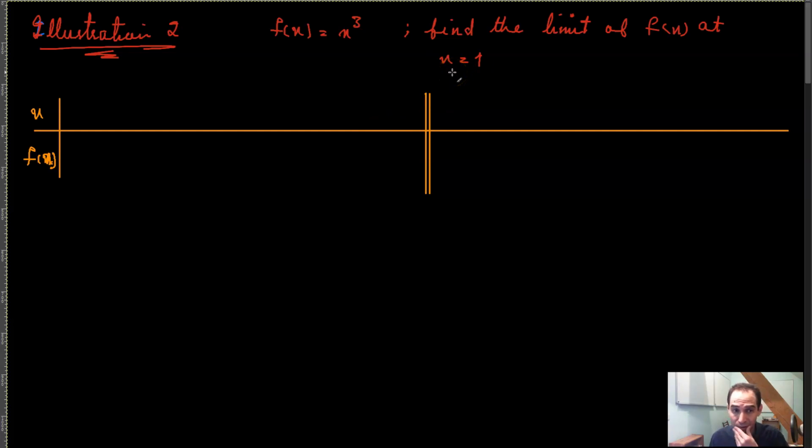One way to do this is, for example, let's say that x is equal to 0.9. Then we can also try 0.99, then 0.999. And from the other side, we can try 1.1, for example, and getting a little bit closer to 1 would be 1.01, and then 1.001.